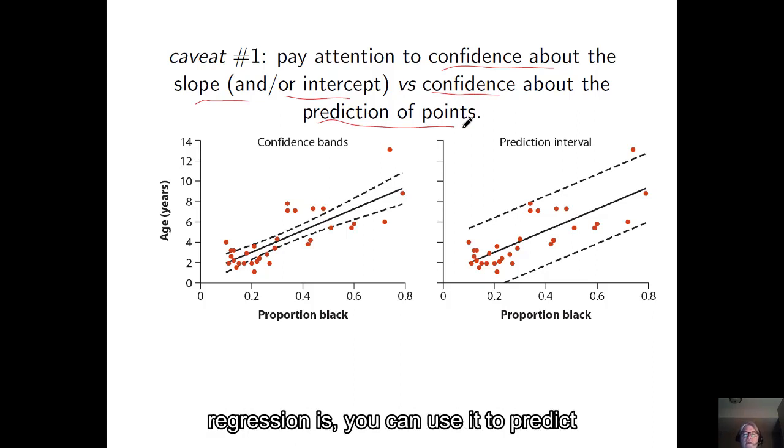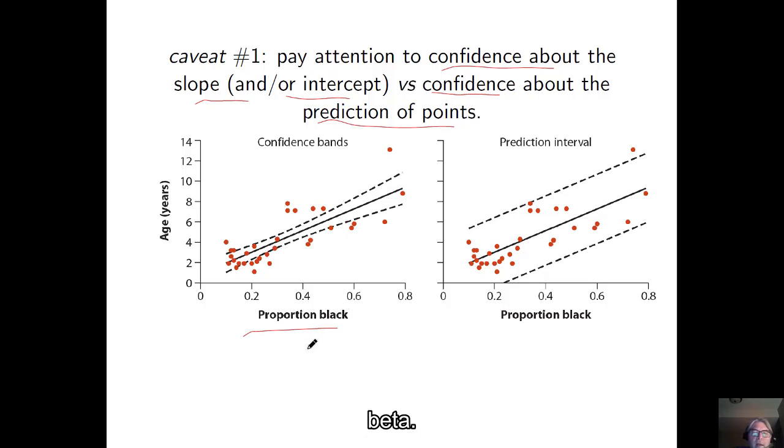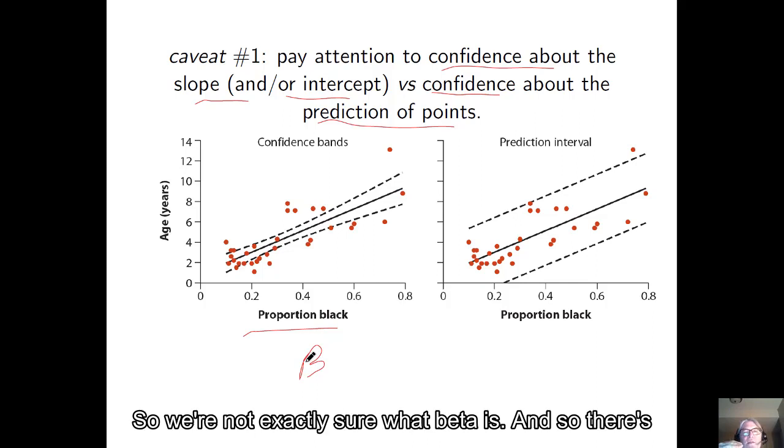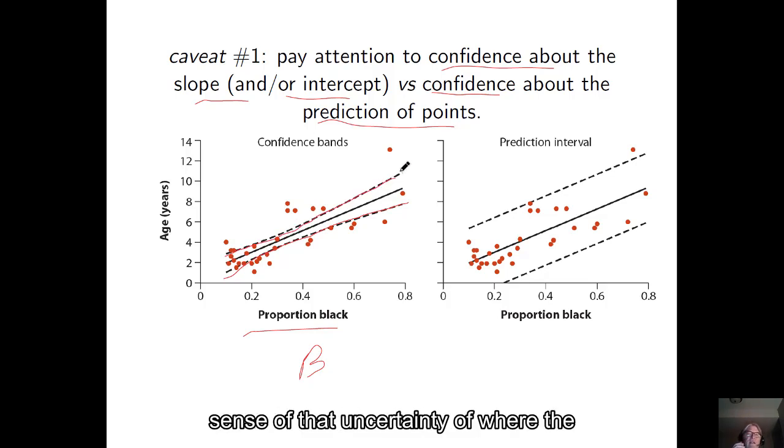But one of the nice things about regression is you can use it to predict values of the response variable for new values of the explanatory variable that you haven't observed. So over here on the left, we see confidence bands, which show the uncertainty related to our parameter, beta, for the slope of the line. So we're not exactly sure what beta is, and so there's some uncertainty there, and that gives us a range of possible lines that are plausible lines. And so this sort of hourglass shaped curve around the dashed line gives us a sense of where the best guess for the slope might fall.